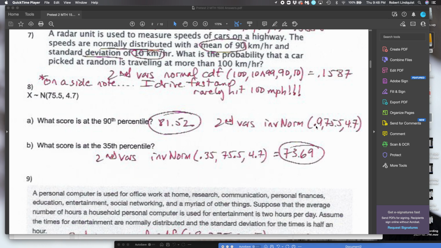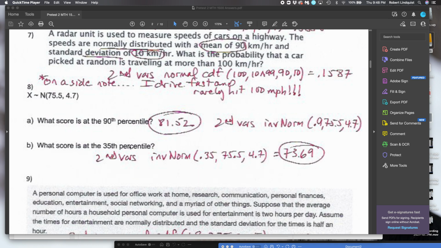As a decimal, that is 0.9. And then I put the mean, 75.5, and the standard deviation, 4.7. I just punch it into the calculator. Enter, enter, enter. It'll tell me 81.52. So that's the score at the 90th percentile.